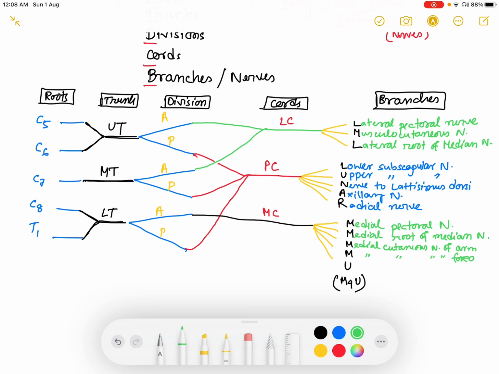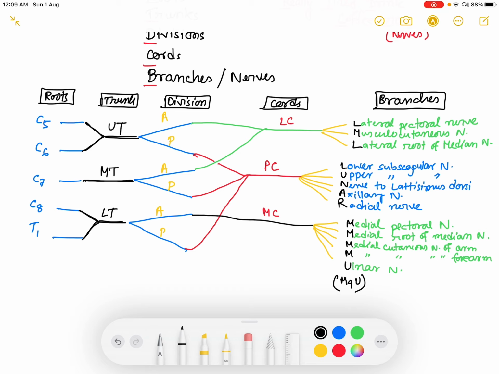So 4M: medial pectoral nerve, medial root of median nerve, medial cutaneous nerve of arm, and medial cutaneous nerve of forearm. And lastly, U for ulnar nerve. So here you can also see the mnemonic can be ULNAR.